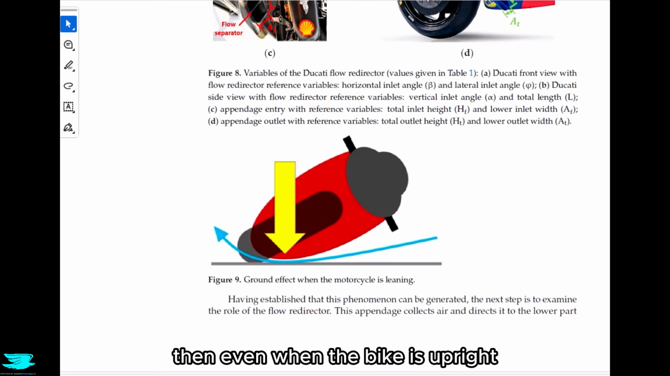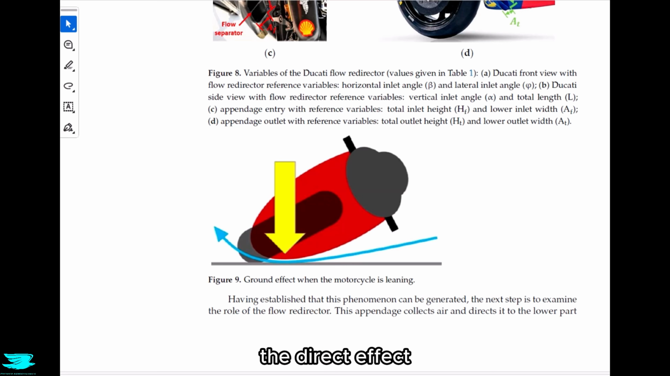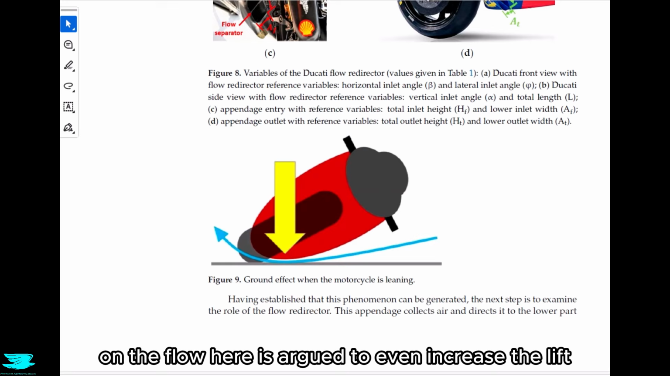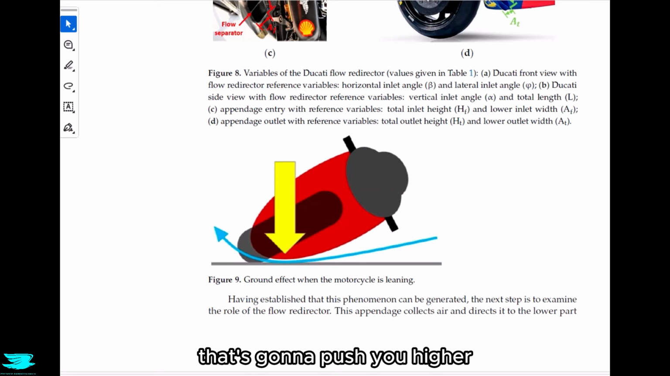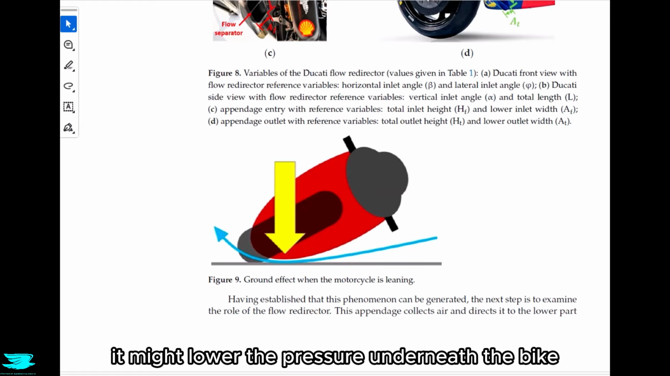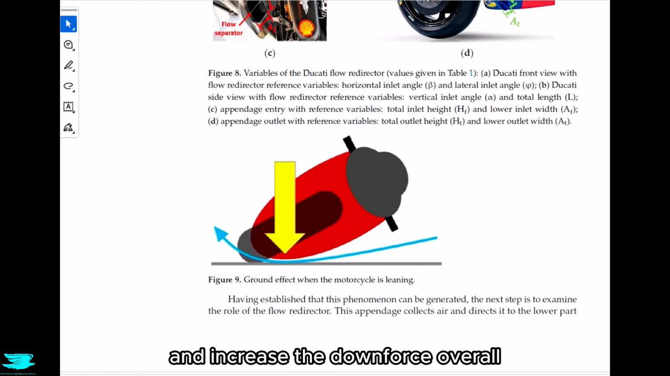Then, even when the bike is upright, the director effect on the flow here is argued to even increase the lift because of how it directs the flow down, and from a Newtonian point of view, that makes sense because if you were to throw fluid down, that's going to push you higher. But there's also an argument that even though it increases lift locally, by redirecting some of the flow to the lower part of the fairing, it might lower the pressure underneath the bike and increase the downforce overall.